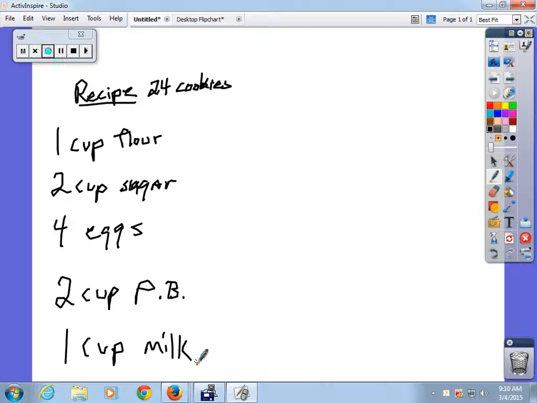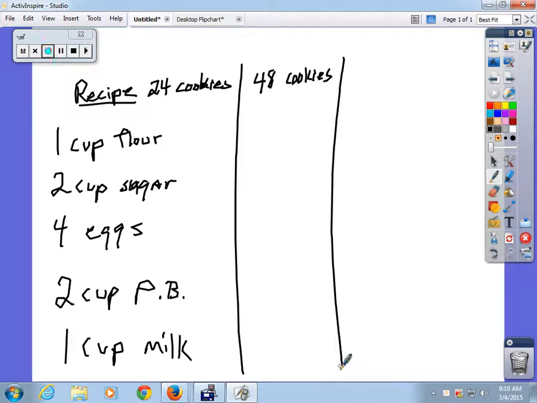Well, what if I asked you that I want to make 48 cookies? What would you do? How do you know to double? It's double quantity, but basically, what does double mean? Times 2. Well, how'd you get the 2? You take 48 and divide it by what? 48 divided by 24 is equal to 2, and that's where you get the double.